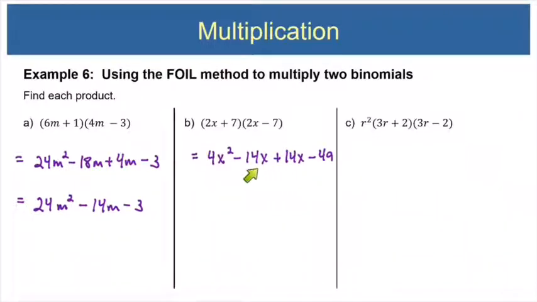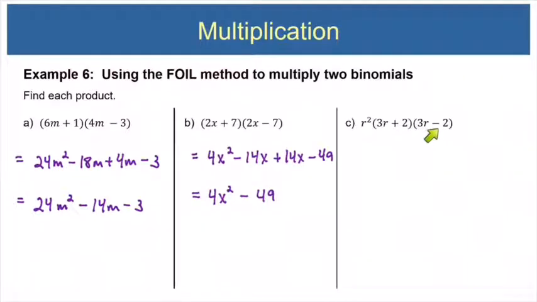Now notice here when we add our two like terms in the middle, they are going to add up to 0. So our final answer is going to be 4x squared plus 0, which we will not write, and then minus 49. And here on part C, we have r squared times 3r plus 2 times 3r minus 2.